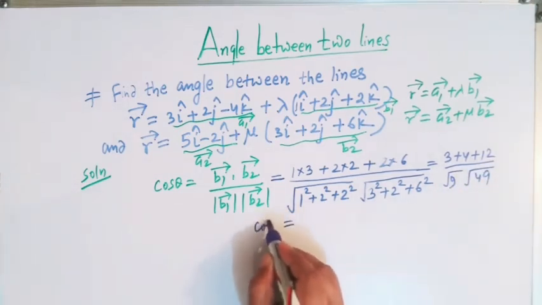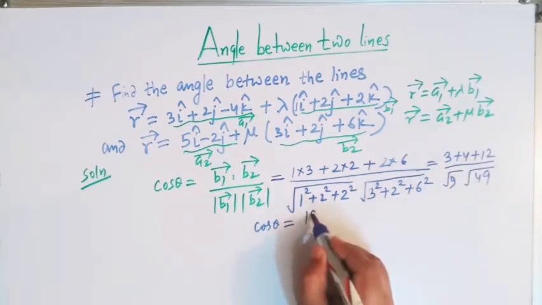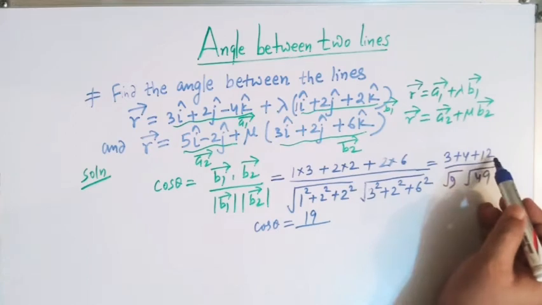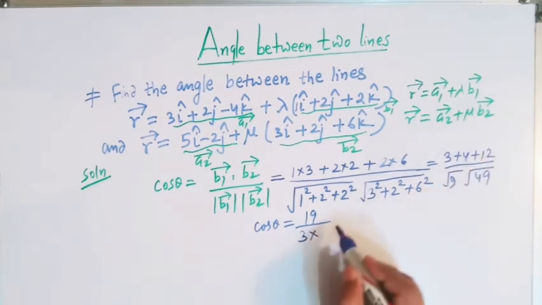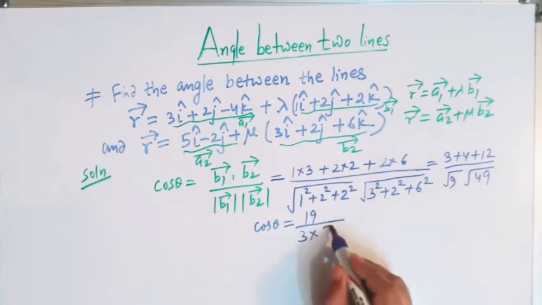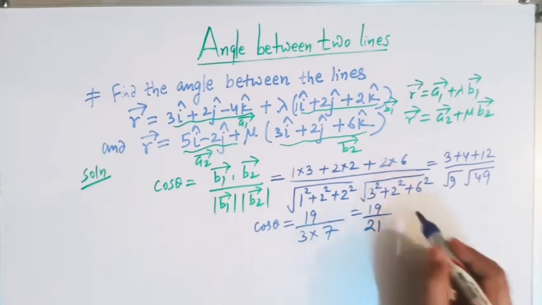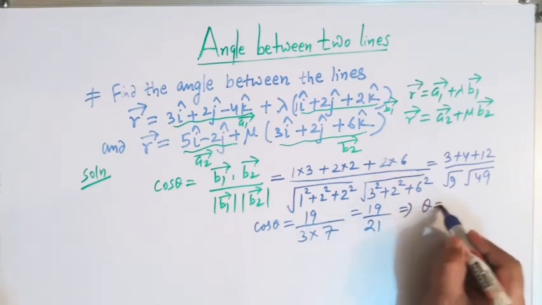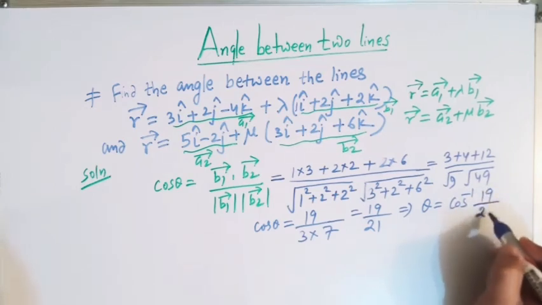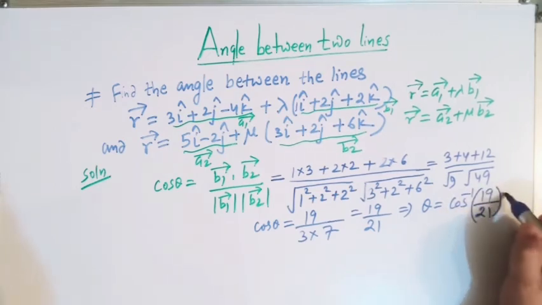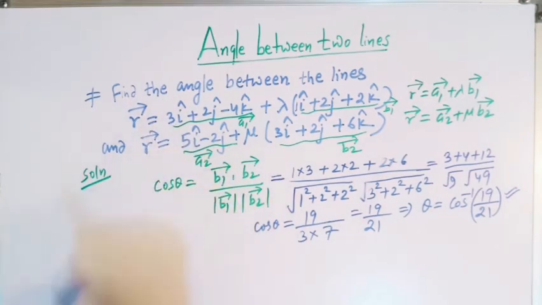So this is equal to 19, that is 3 plus 4 plus 12, and here we have the square root of 9 as 3 and the square root of 49 as 7, so we have 19 divided by 21. So this implies that theta is equal to cos inverse 19 divided by 21. So this is the required angle between these two lines.